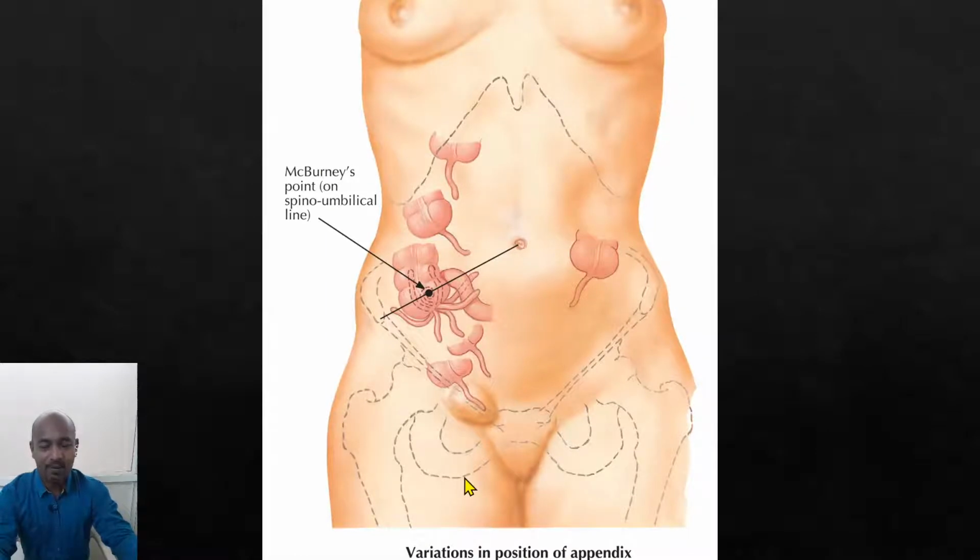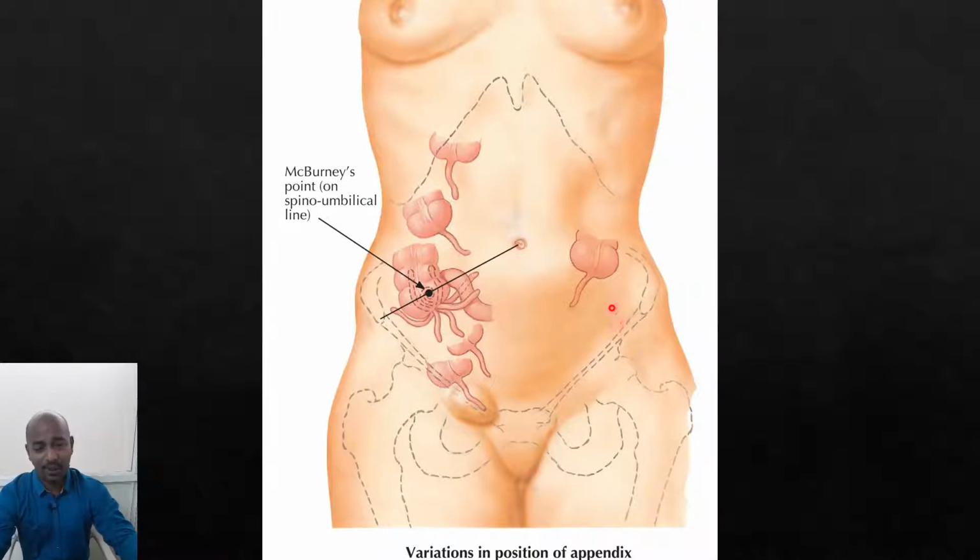So there are other variations in the position of the appendix, as shown in this diagram. Because the gut undergoes a rotation, it comes down and initially enters the abdomen from the umbilicus, and it goes and sits in the left iliac fossa initially. After that, if the further rotation of the gut does not take place, then you may find the appendix to be located in the left iliac fossa.